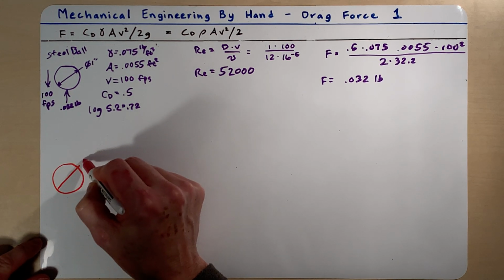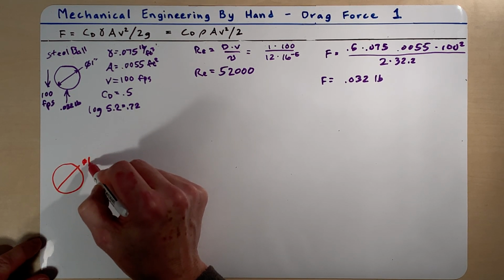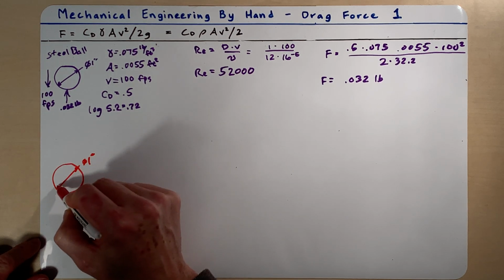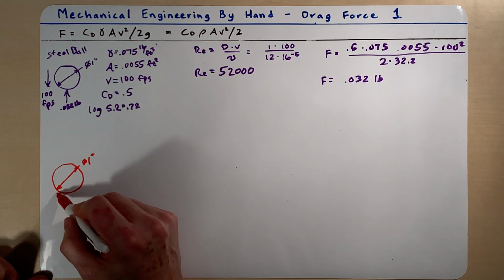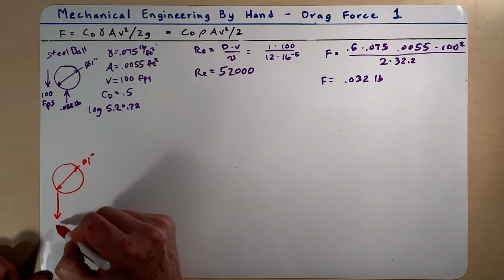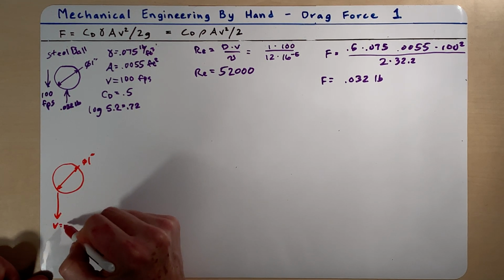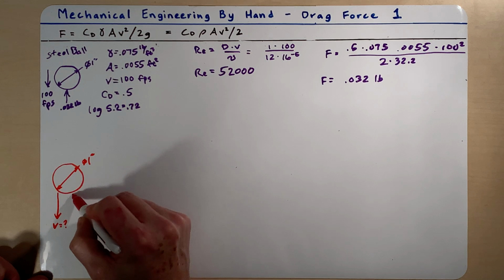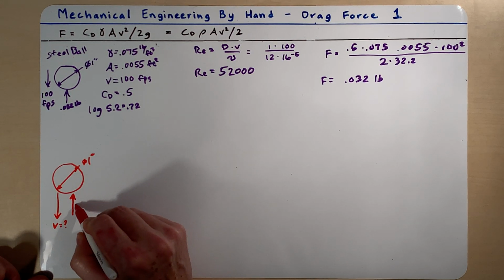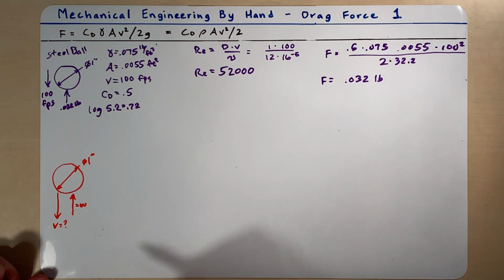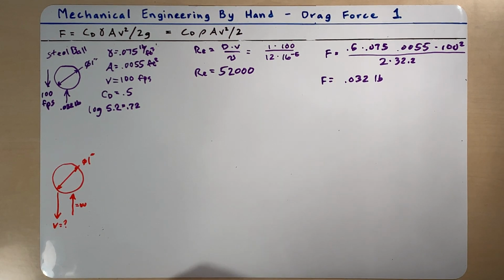We've got a steel ball with a 1-inch diameter, and we want to know the velocity. The drag force is going to be equal to the weight, so we need to find the weight.